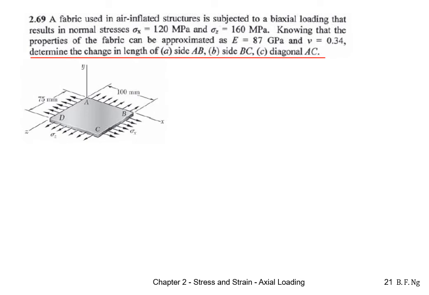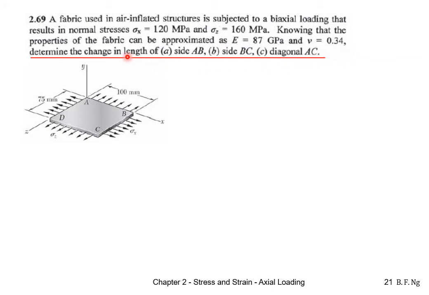In this question, we have a fabric that's undergoing biaxial loading. You can see it as a piece of cloth that's stretched on both sides. The stresses are 120 megapascal in the x direction and 160 megapascal in the z direction. We are given the Young modulus and the Poisson ratio.